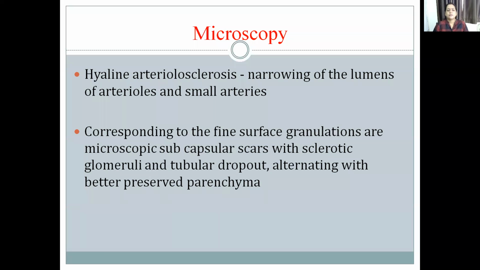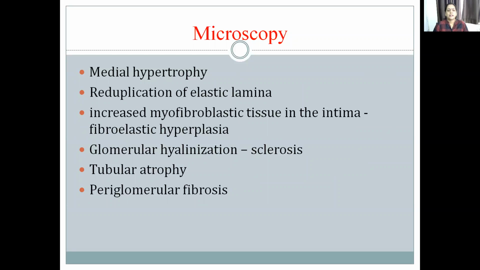So microscopy, we find hyaline arteriosclerosis, which is narrowing of the lumen in the small arteries. Then what you see is glomerular sclerosis, tubular dropout or tubular atrophy, and interstitial fibrosis. There can be medial hypertrophy, that is thickening, reduplication of elastic lamina, fibroelastic hyperplasia, and glomerular hyalinization or extracellular matrix deposition happening because of the injury, because of ischemia to the glomerulus. Then tubular atrophy, periglomerular fibrosis.